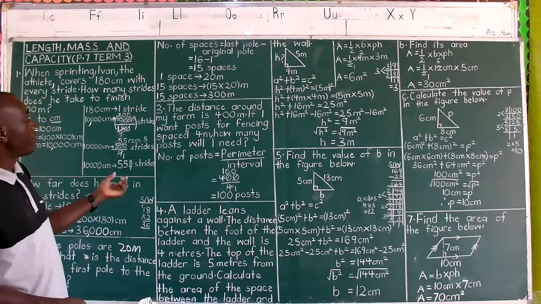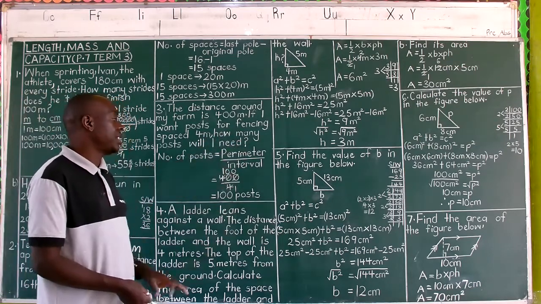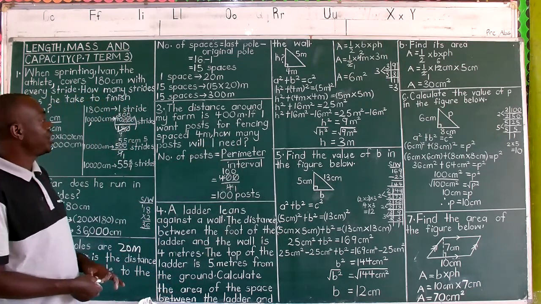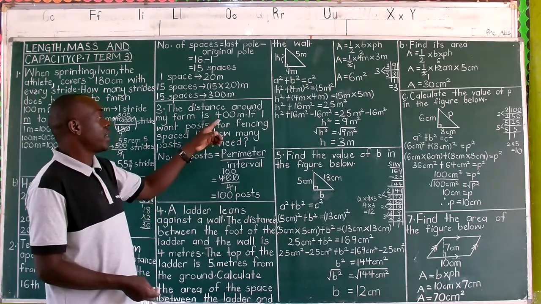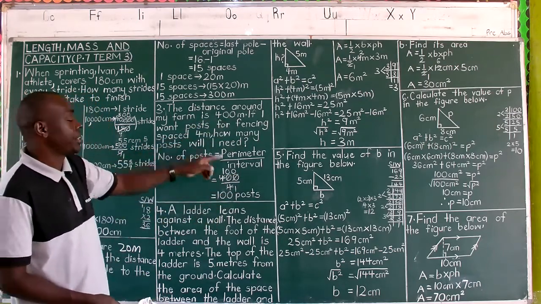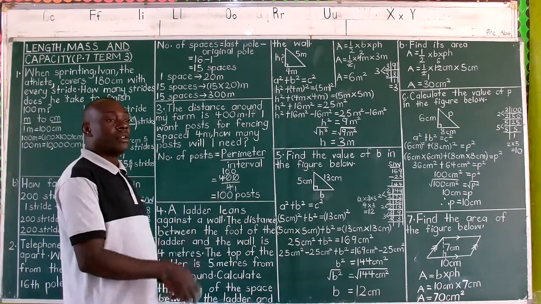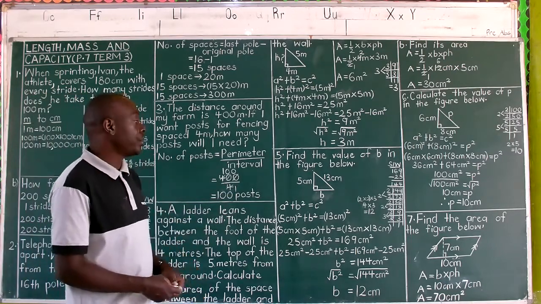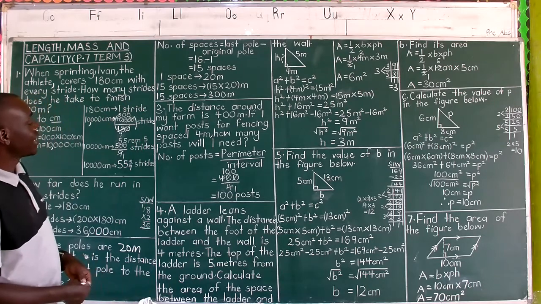You say number of posts equals perimeter divided by interval. So let's see the units and see whether they are in harmony. These are 400 meters, this is 4 meters. Glory be to God, both are in meters. Then you have freedom to just divide and get the number of posts.